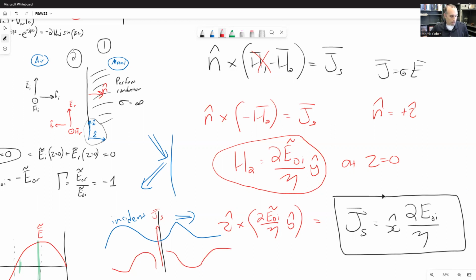So that concludes the way in which waves reflect off of perfect conductors. In the next lecture, we're going to take this one step further, and we're going to consider waves that reflect off of dielectrics or non-conductors, and we're going to have to add one more piece to the puzzle.